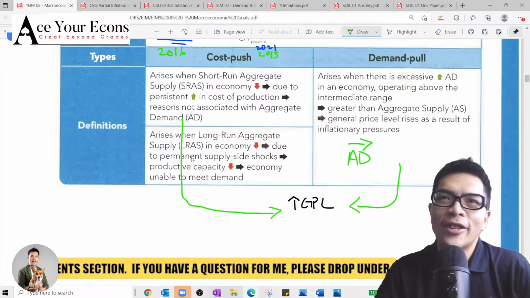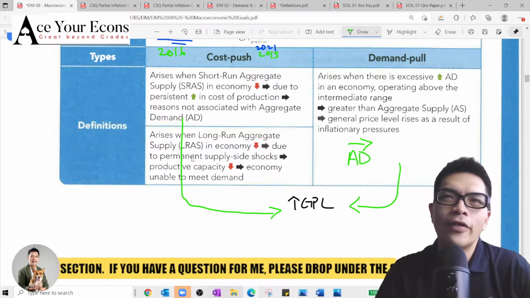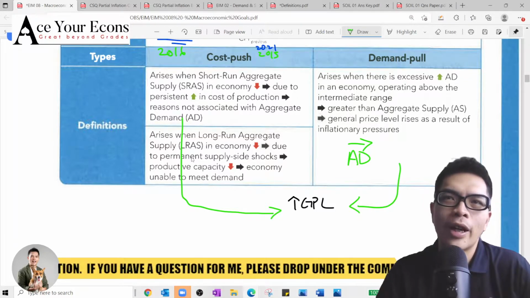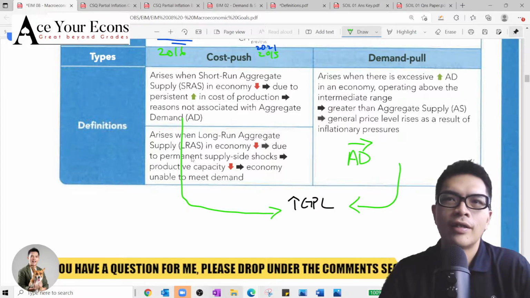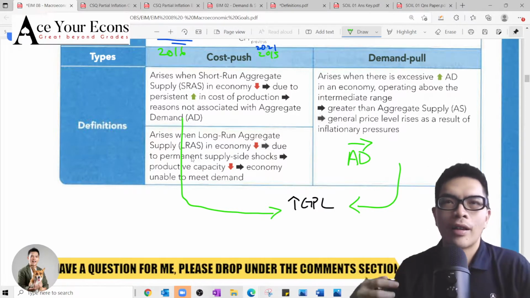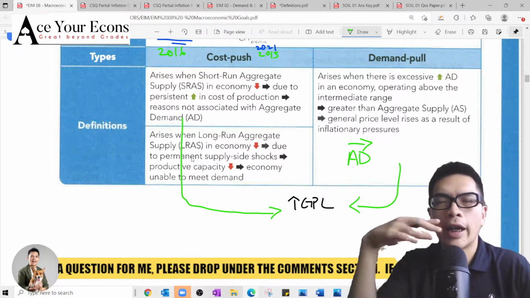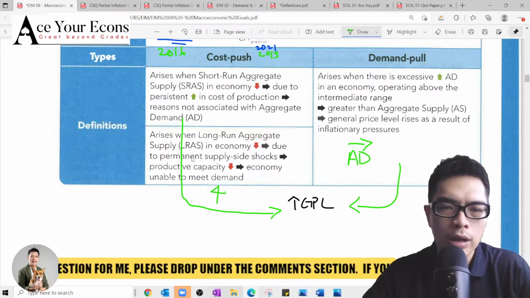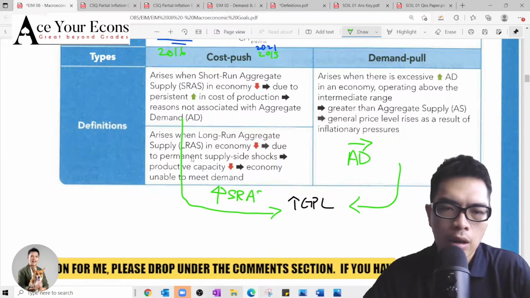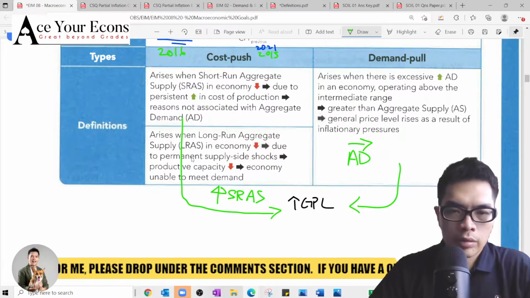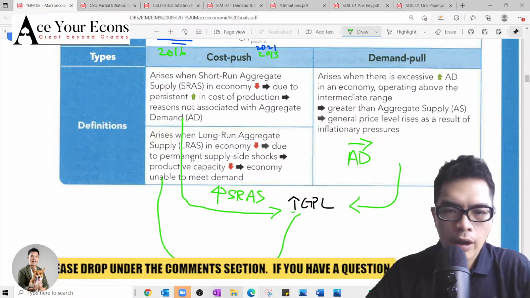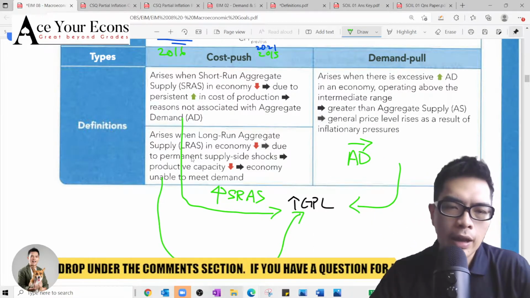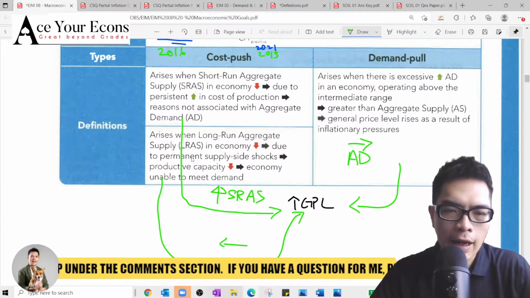because I'm recording. So for inflation to happen, which direction will your SRAS shift? Your Keynesian part of your AS curve has to shift upwards. Likewise for your LRAS, the classical part, it has to experience a leftward shift.